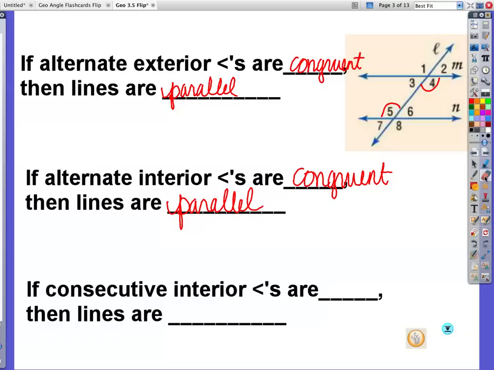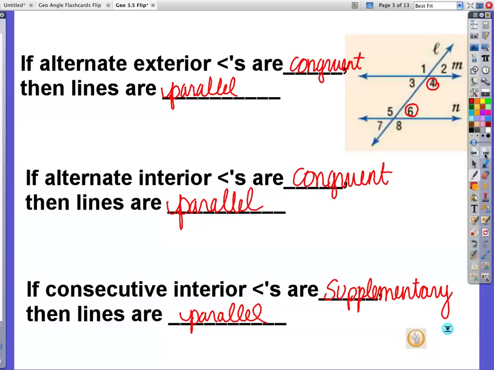We have to be careful here with our next one. Consecutive interior, we're never going to have them congruent. I mean, just look at angle 4, I'm just going to circle it, and angle 6, those aren't congruent. But if I look at those and I say they are, what's that word again? Supplementary. So I'm like, hey, these are supplementary. Then you can say to me, hey, Mrs. Talley, guess what? The lines are parallel. Make sure that's in your notes.